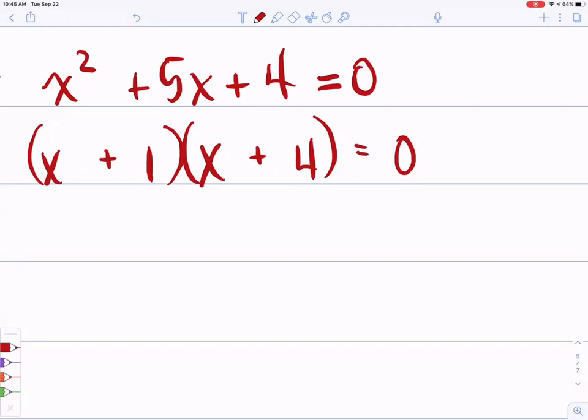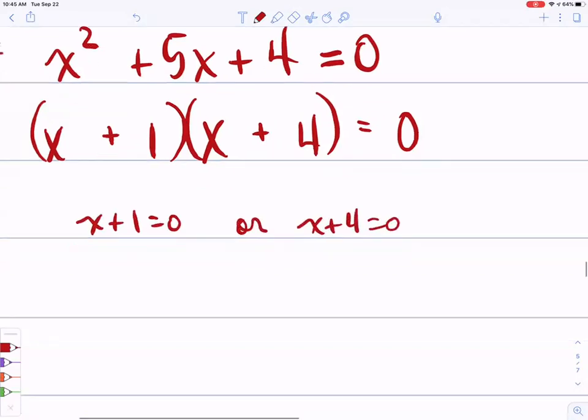Yeah, I have 2 little mini equations. Now you're in Math 110. You don't have to show this next step. You can if you want to. But you have x plus 1 equals 0 or x plus 4 equals 0, little mini equations.